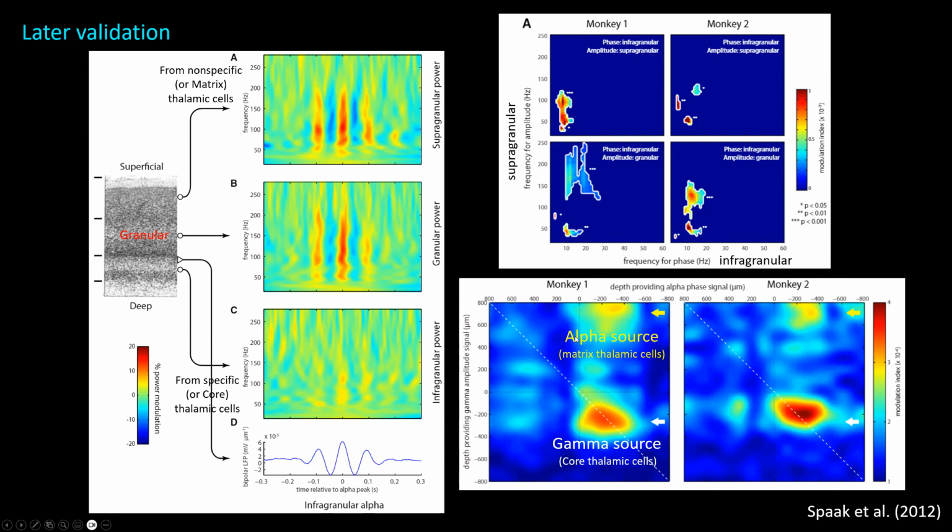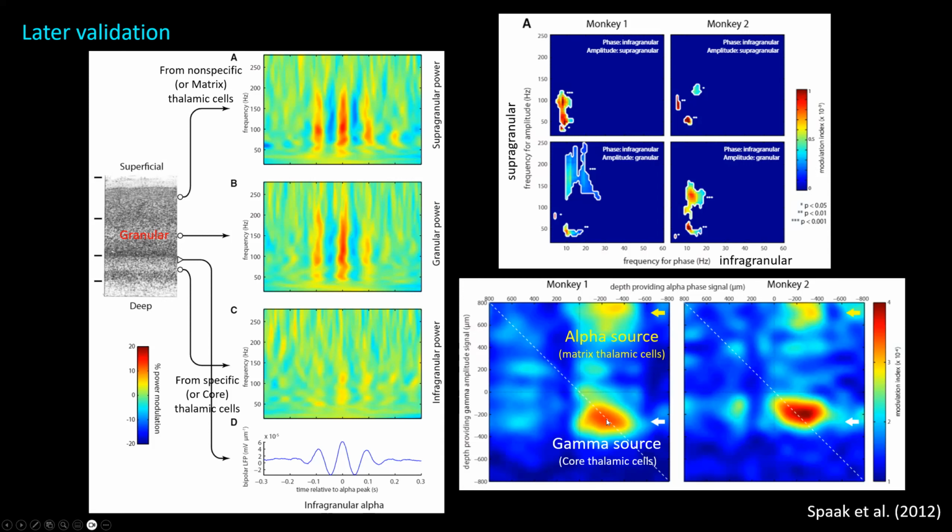This is another example, and this is a rare visualization of the depth-by-depth visualization. It shows that the alpha source comes from 800 micrometers above the granular layer level. So that means 800 micrometers higher than the middle granular layers. And the gamma source is from minus 300 micrometers.